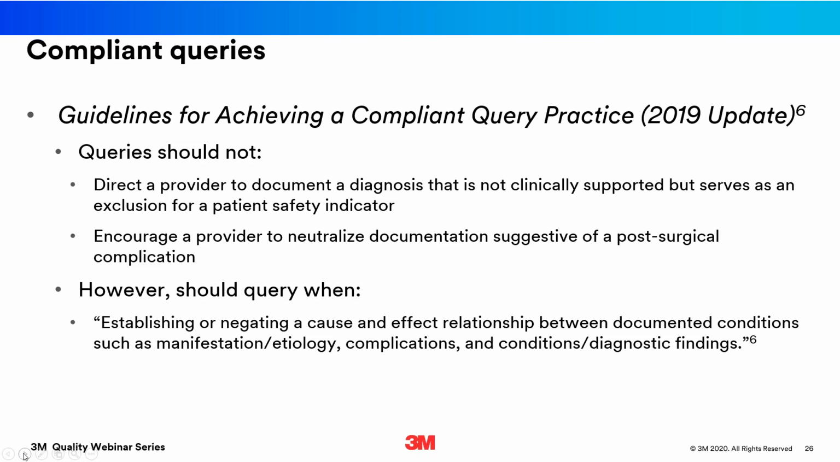We should not try to get a pleural effusion documented on every single case to avoid the postoperative pneumothorax complication code. That's clinically not supported nor appropriate. Okay. The second scenario said queries should not encourage a provider to neutralize documentation suggestive of a post-surgical complication. Now, I can argue with that statement, and I will refer you, and 3M will refer you to the other portion of the practice brief. There is a recommendation that we should query when establishing or negating a cause and effect relationship between conditions, manifestations, etiology, complications, or conditions and diagnostic findings. So the two portions of the practice brief appear to contradict themselves.